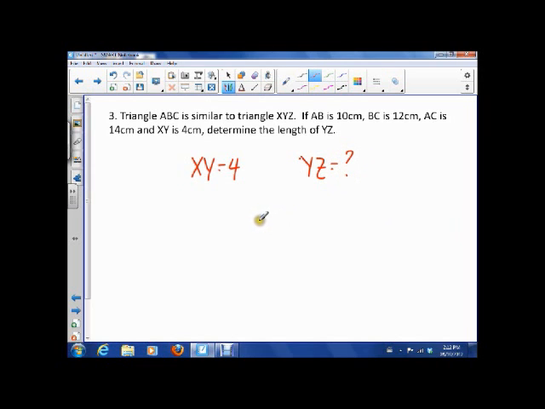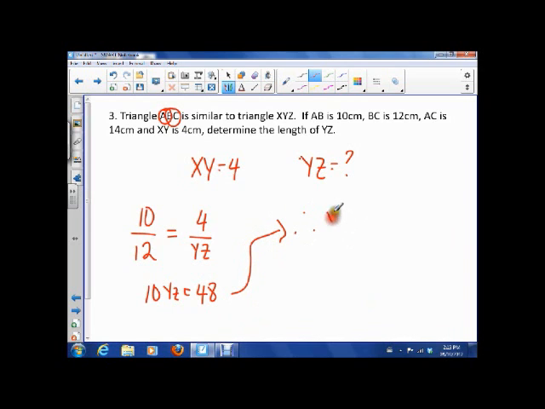So what we have to do is find the matching ratio in the ABC triangle. XY is the beginning, and then YZ is the last two. So that's AB over BC. So that means AB over BC is equal to XY over YZ. Now we'll do our cross multiplying, and we get 10 YZ is 12 times 4. So that tells us that YZ is 48 divided by 10, 4.8 centimeters.